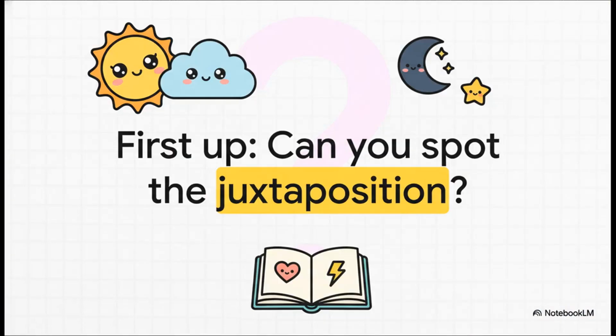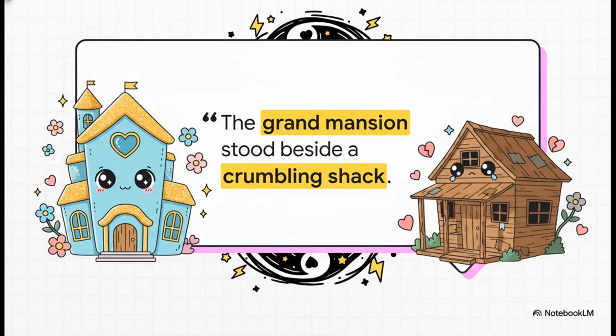Okay, first up, juxtaposition. Look closely at the text. Remember, it's all about contrast. Where do you see two opposite ideas right next to each other, creating that powerful effect? I'll give you a second. There it is. The grand mansion stood beside a crumbling shack. This is a perfect example of juxtaposition. The sharp contrast between wealth and decay immediately catches our attention and emphasizes the huge gap between them. All of that meaning comes from a single image.